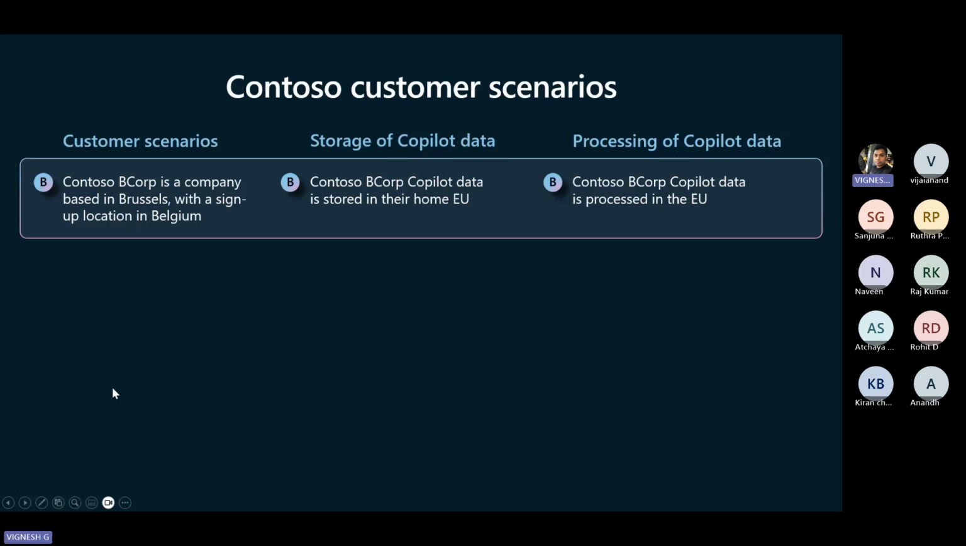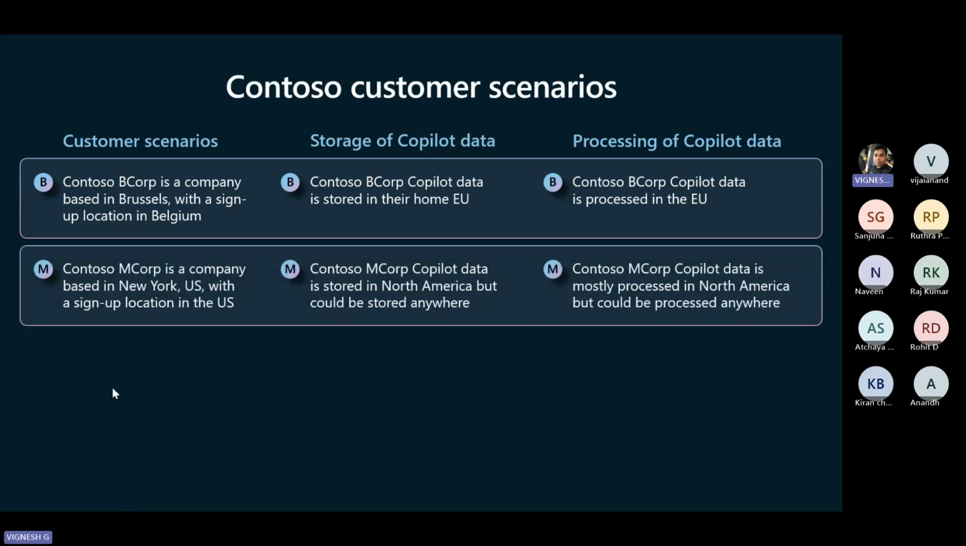Okay. Now, here's the next scenario. Contessa M Corp is a company based in New York, US, with a sign-up location in the US. Now, what about storage of Copilot data? Contessa M Corp's Copilot data is stored in North America, but it could also be stored anywhere. Here's the catch: since it's in the US, the core data residency principles do not apply for this second scenario. Also, Contessa M Corp's Copilot data is mostly processed in North America, but it could also be processed anywhere. So, this is something that you need to bear in mind.